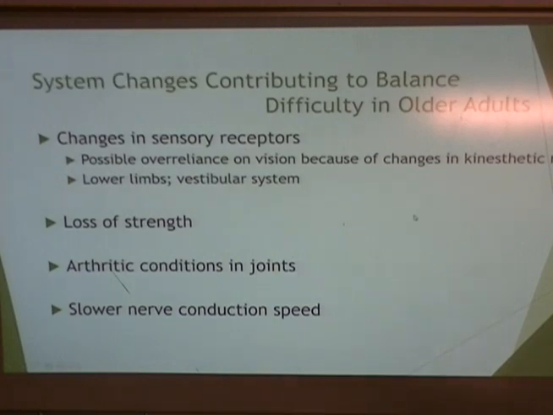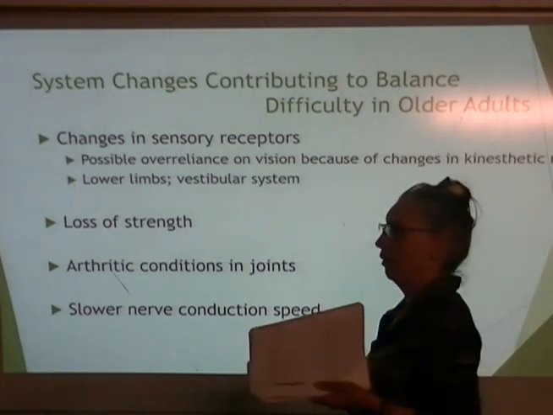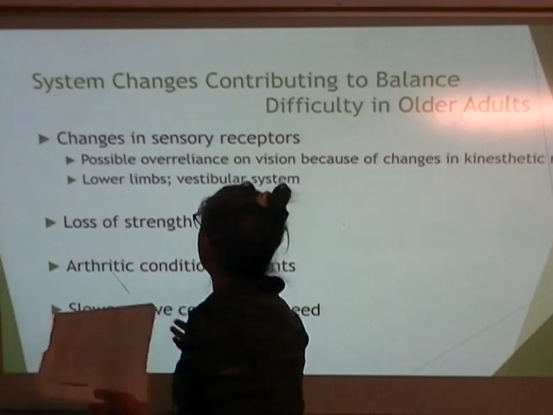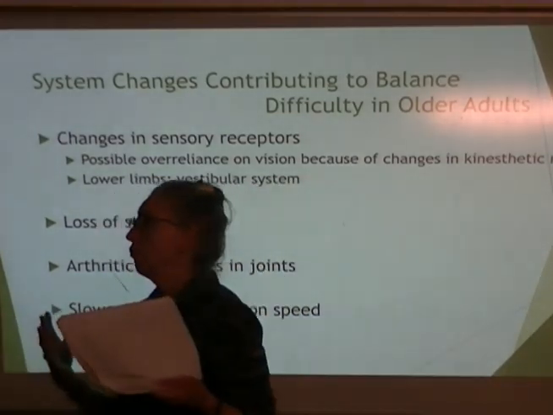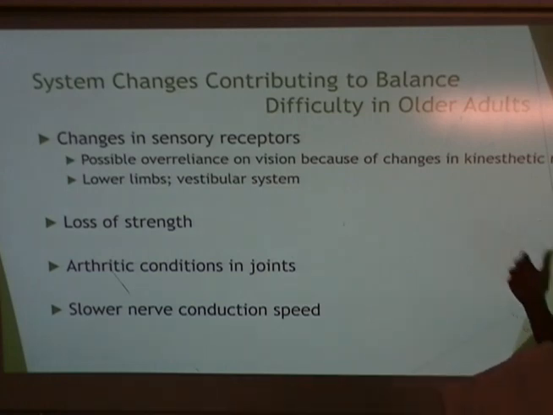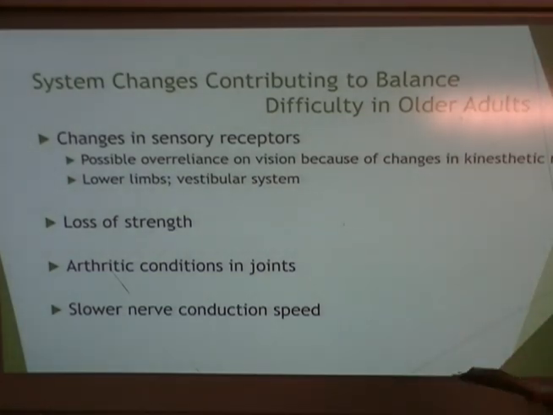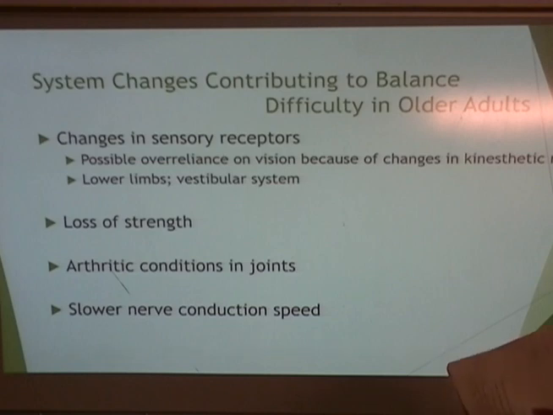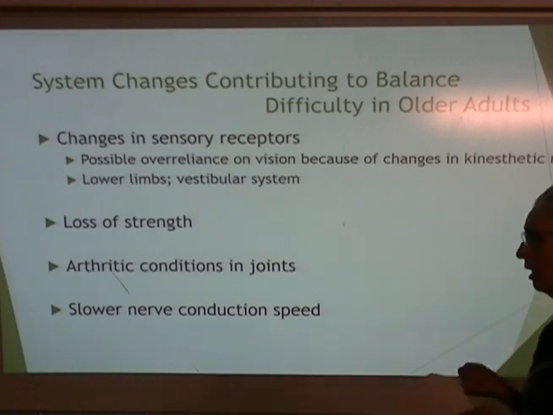So some of the structural constraints that might make it harder for older individuals is loss of strength. As I said, it's possible that we're seeing a decrease in the type 2 fibers, and our type 1 fibers are strong, but they contract more slowly. So it takes longer to reach a contraction that's going to maintain balance.